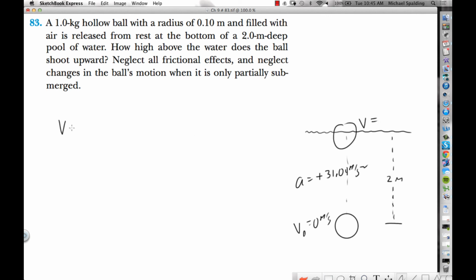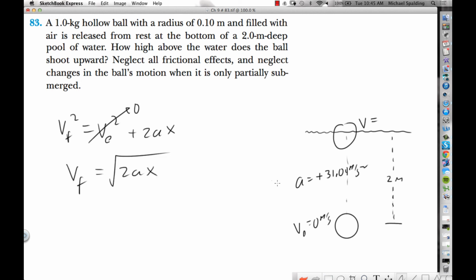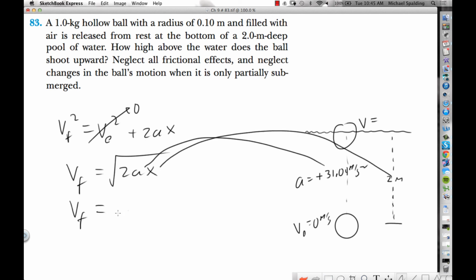How do we get that velocity? Vf squared equals V initial squared plus 2ax. V initial was 0, so Vf is going to be the square root of 2ax. Here's the a, here's the x. You plug in, and what you get is 11.14. So this velocity here is 11.14 meters per second.